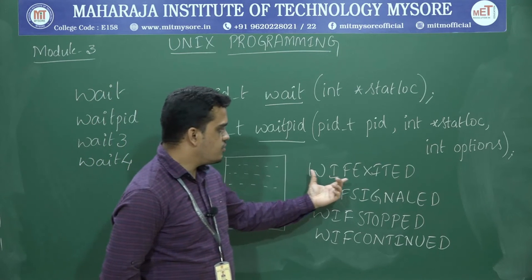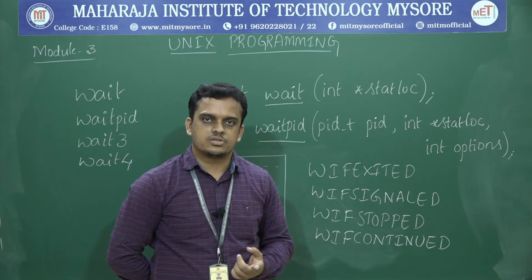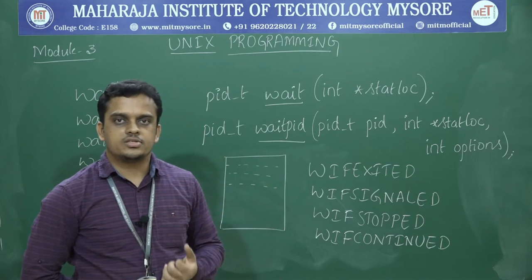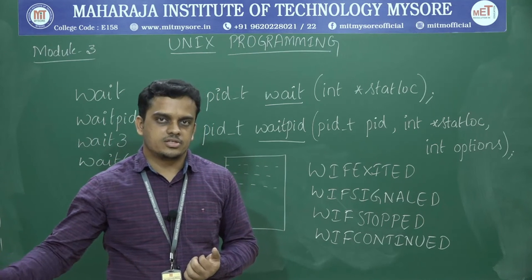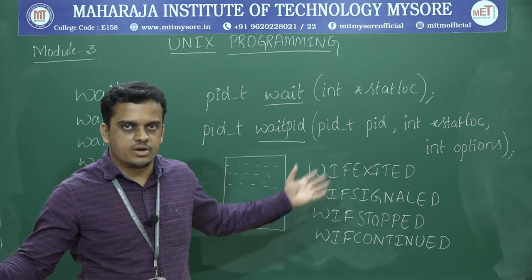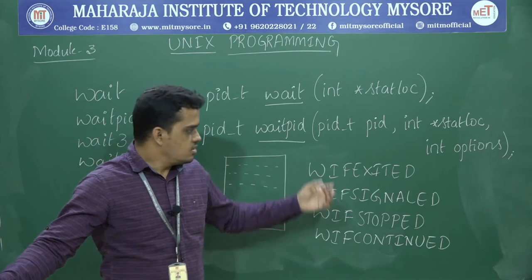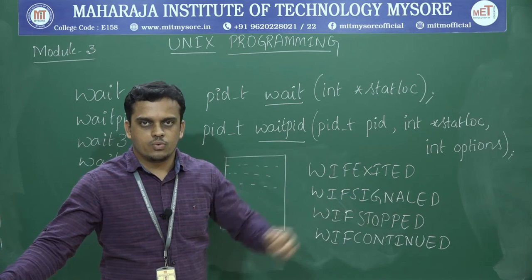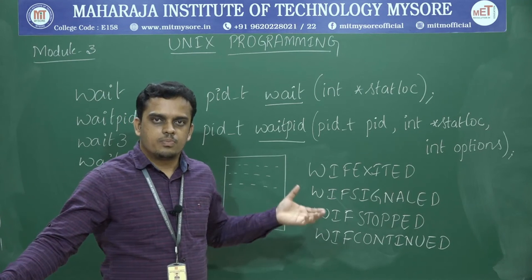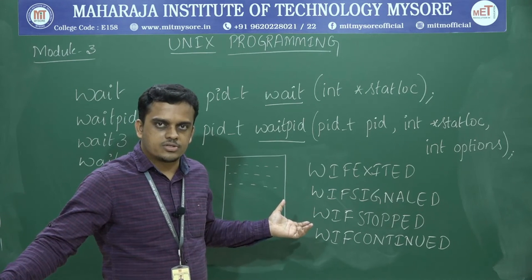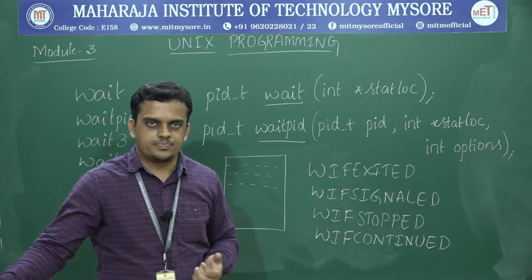The very first one is WIFEXITED. If this bit is set to 1, it means the process has been safely terminated. If any process is terminated safely, using the different possible values discussed in a previous session, this bit will be turned to 1. So we can understand that the terminated process has been terminated in the mode of a safe termination.